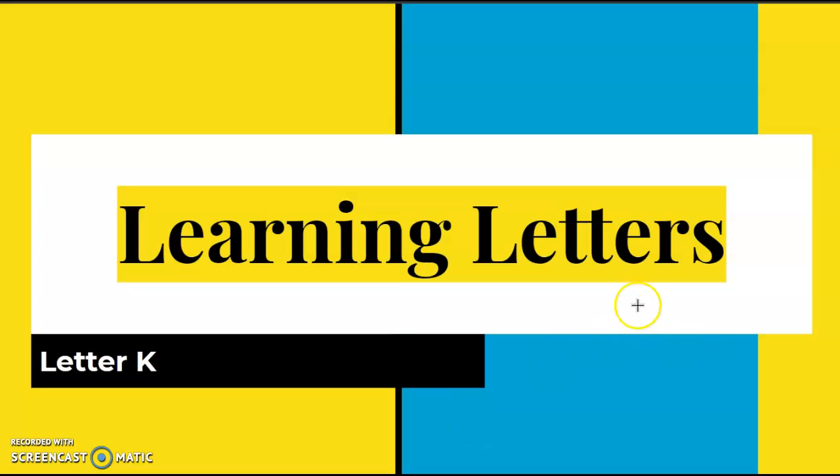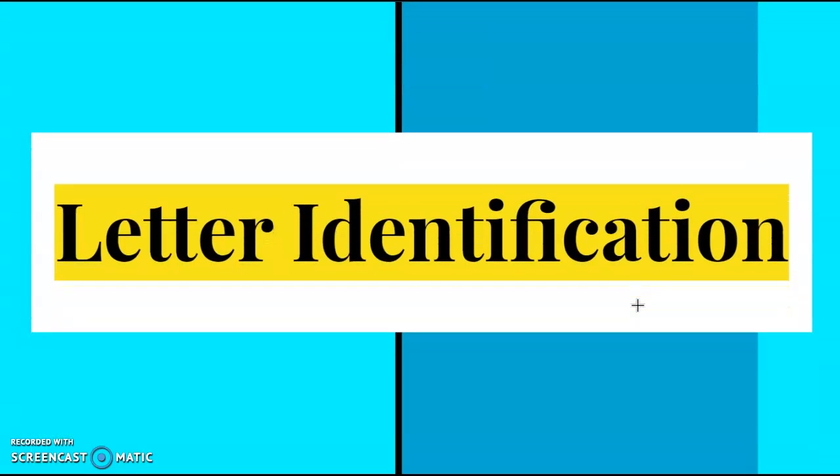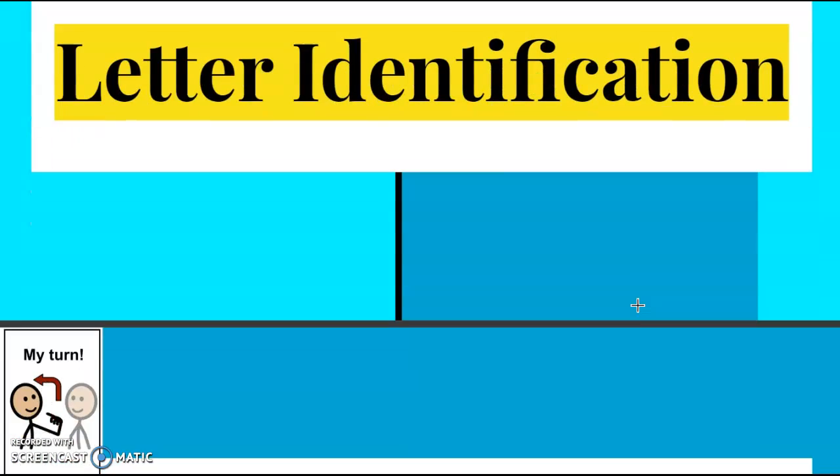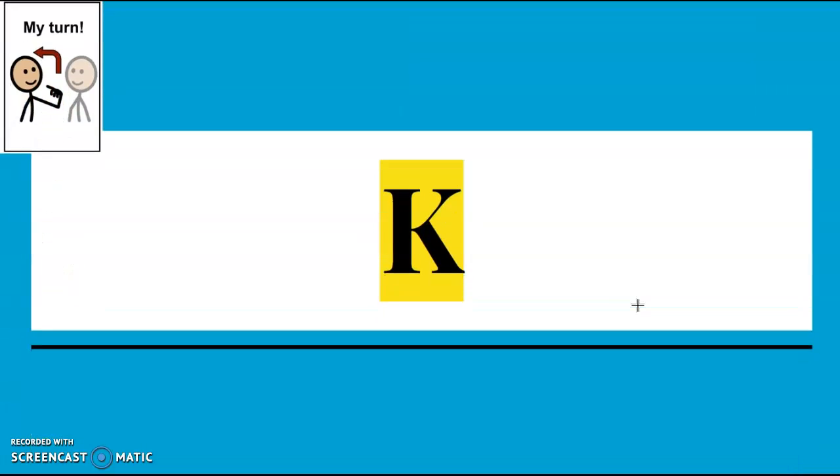Today we are learning about the letter K. Letter identification. This is the capital letter K, also known as an uppercase K. Letter K makes the K sound.